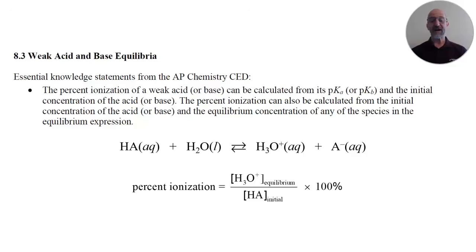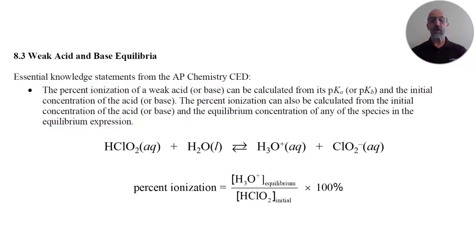But if it's not 100% ionized, then that ratio will be less than 1. So for perchloric acid, it would be 100% ionized, but for chlorous acid, or HClO2, it is less than 100% ionized. Let's go ahead and do the math.